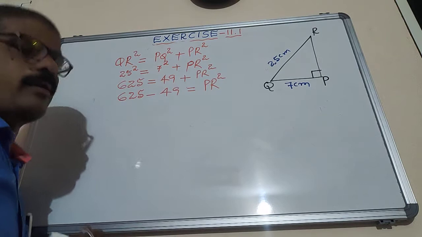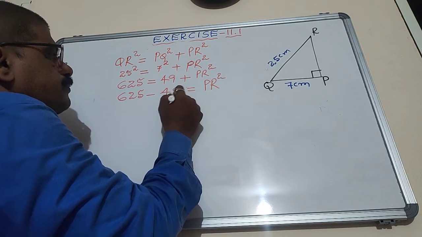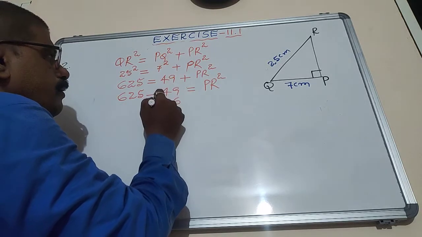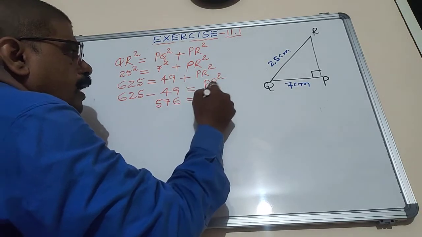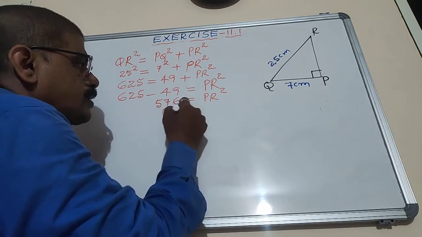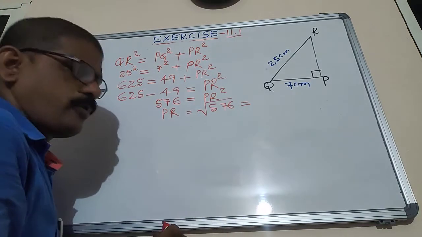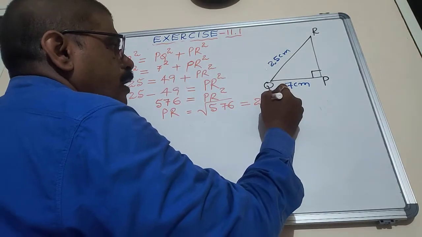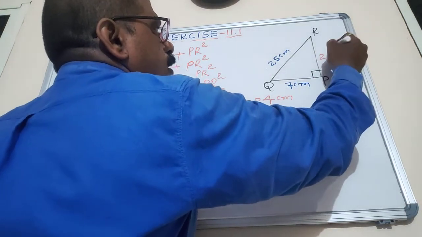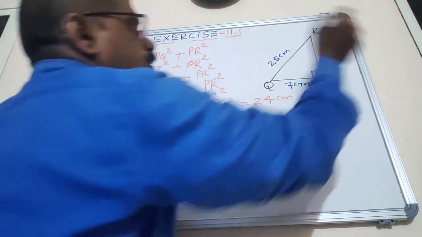Now 625 minus 49. That means 15 minus 9 is 6, 7, 5 equals to PR square. So PR square is 576. PR equals to root over 576. The square root of 576 is 24 centimeters. So PR is 24 centimeters.